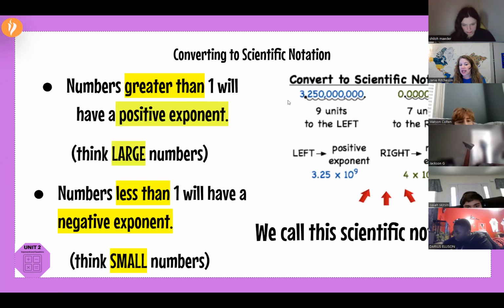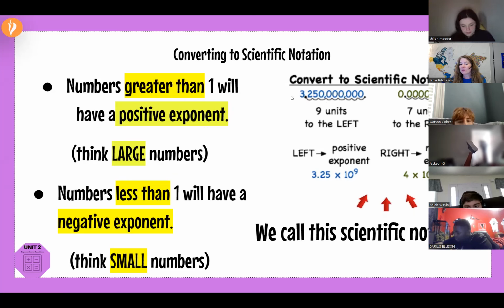So originally this was a comma, right? So we had 3,250,000,000. So this is a huge number, right? This is a huge number, which means our exponent is going to be positive.